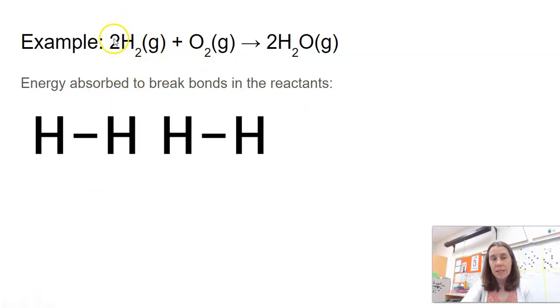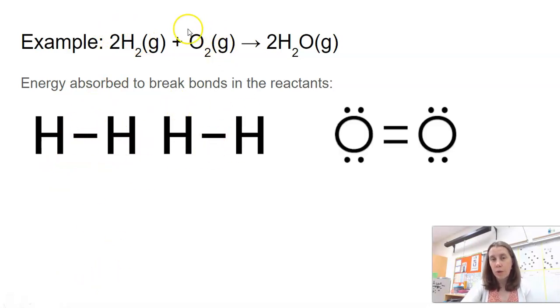Okay, so in this reaction, we have two H2 molecules. So I drew two H2 molecules. All right, and we have an O2. It's important here that you get the structure correct, because remember I said an OO single bond is different than an OO double bond. And O2, the bond that holds them together, is a double bond.